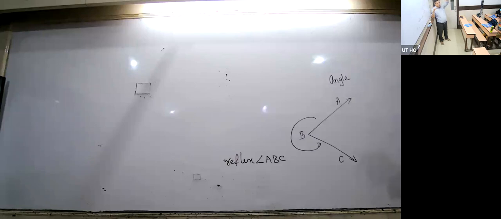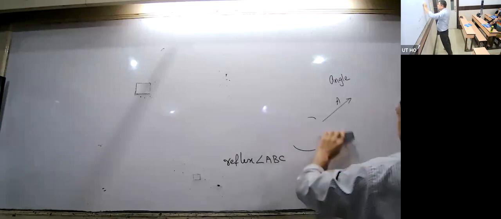Do you know what you mean by vertically opposite angles? Yes. The angles found opposite to each other when two lines intersect. When two lines intersect each other, the opposite angles formed are called vertically opposite angles. Are you all following?